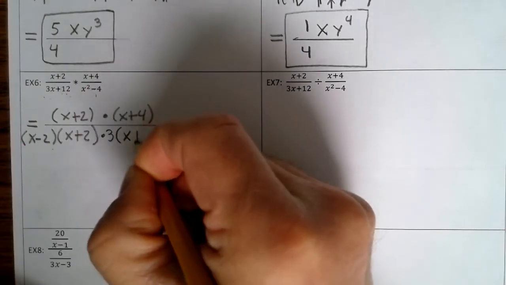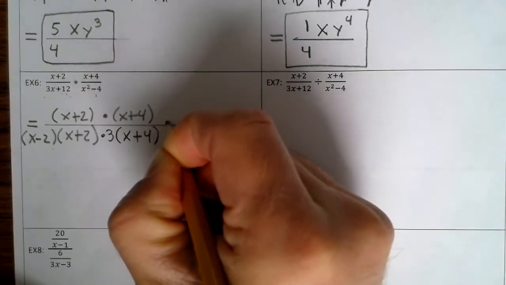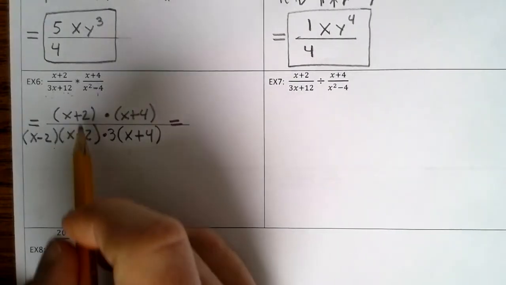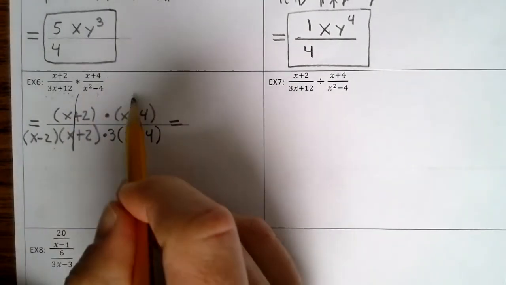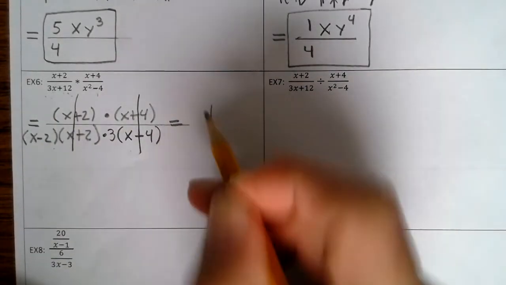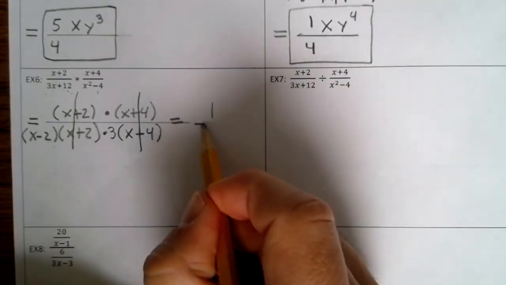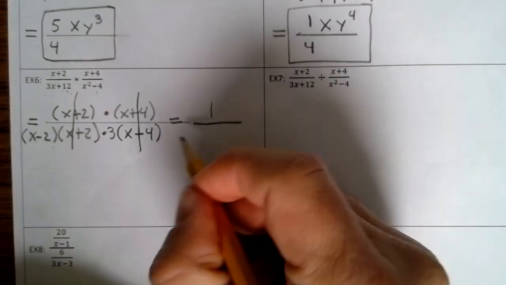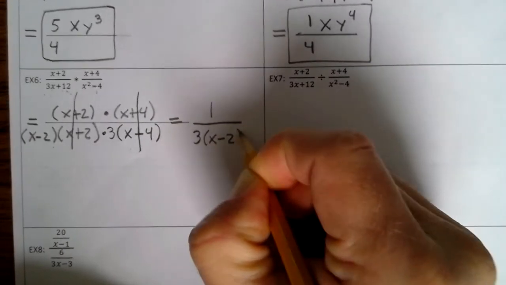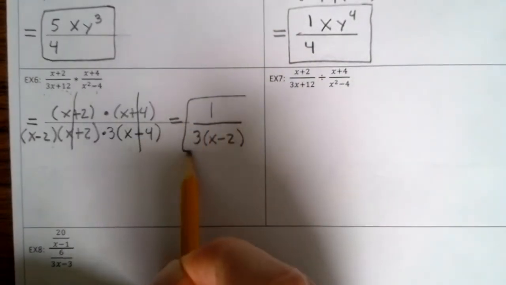And the reason why I ordered that way is because now I have x plus 2 divided by x plus 2 is 1, x plus 4 divided by x plus 4 is 1. So you have 1 divided by 3 times x minus 2. All right, go ahead and finish up example 6.